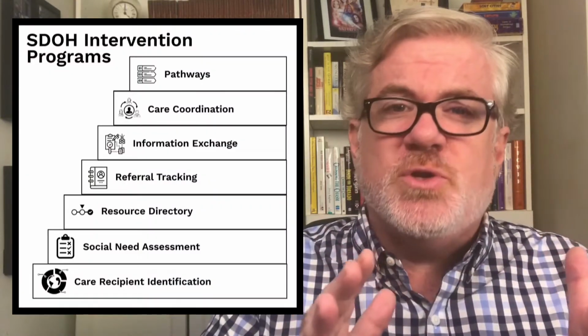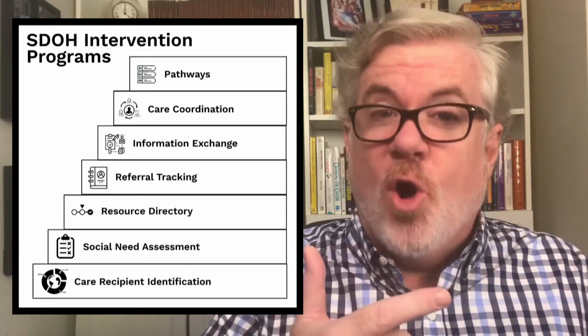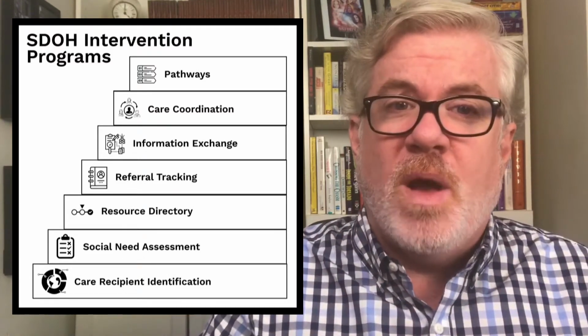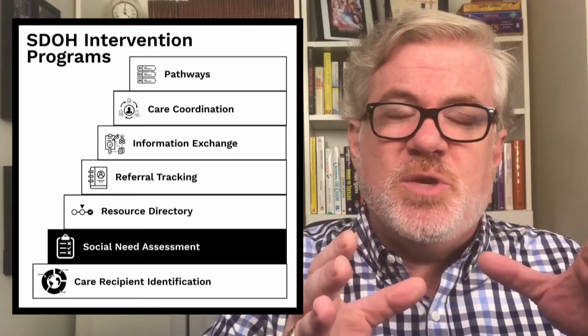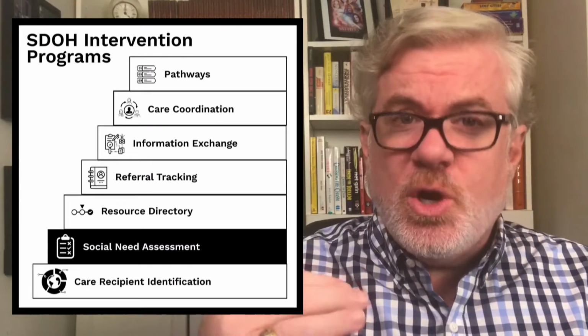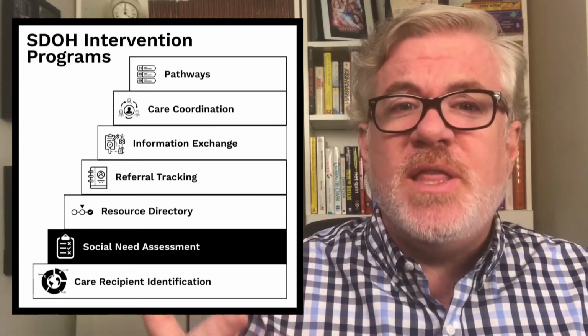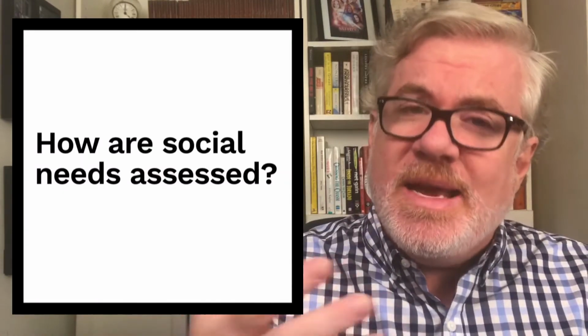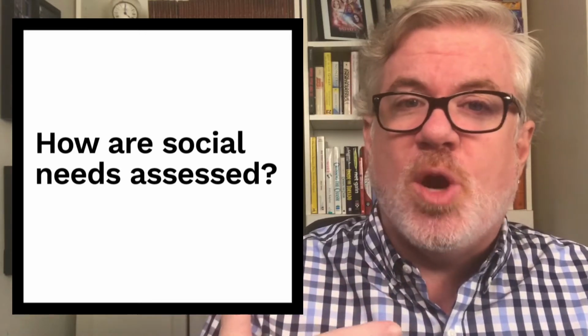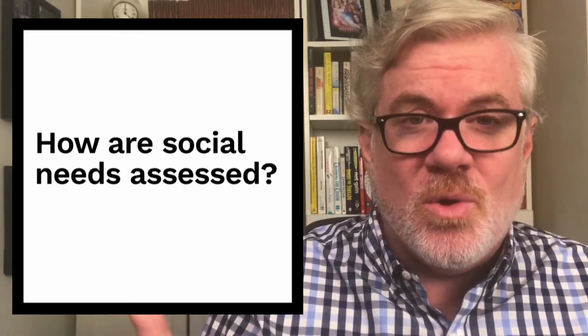Now, in past segments, we've looked at the major components of social intervention programs. If you haven't watched our overview, I'd suggest doing that before watching this segment. Today, we're going to focus on the second element of social intervention programs, assessments. Also called screening, assessment is essentially an answer to the question, how are social needs assessed for an individual? The idea is that once an individual is engaged with our program, we have to figure out what they need in order to help them.